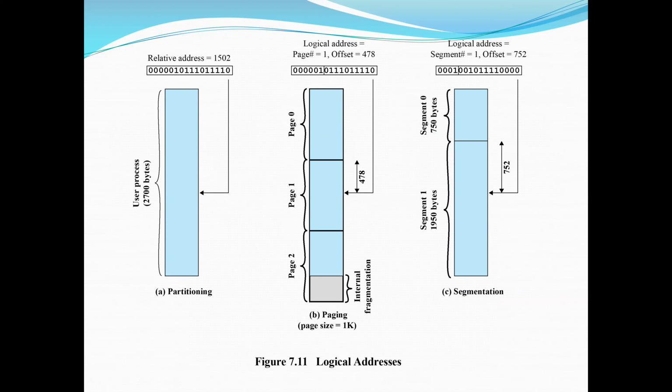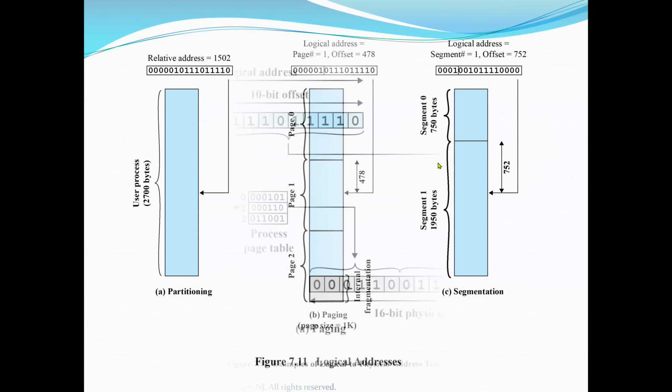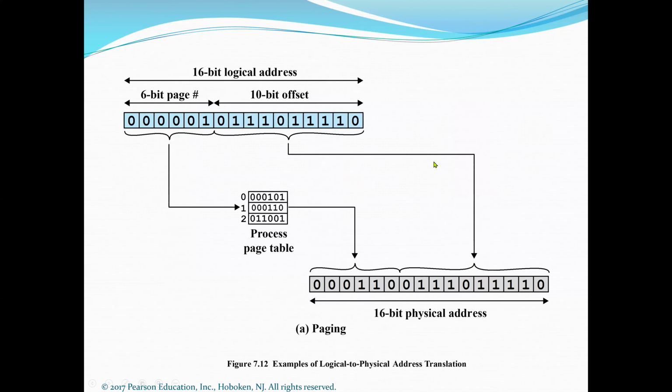Again, in our example, we saw this technique. Here A is the partitioning. We have the user process of 2700 bytes, and we have the relative address. Second, we have our logical address, and we have 3 different pages, with internal fragmentation also. You can see our addresses, a 16-bit logical address to a 16-bit physical address.